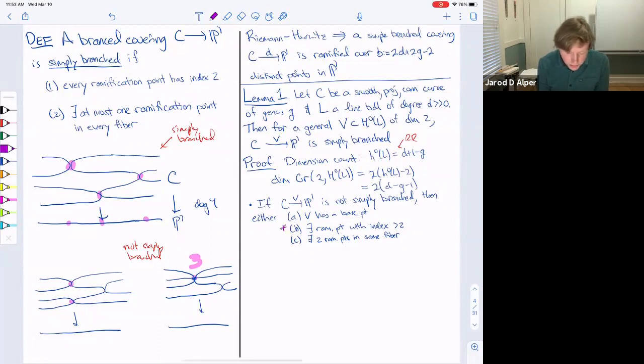Maybe I'll just explain quickly why the condition of B has smaller dimension. So let's just look at case B. In this case, there's going to be a point with ramification index at least 3. So there exists a section in V such that S actually vanishes to order 3 at some point.